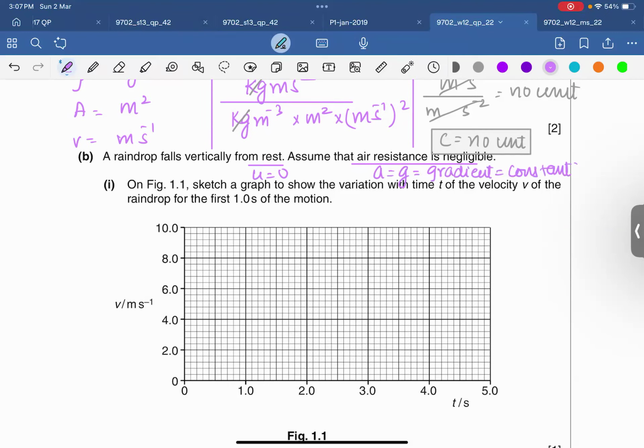Okay, fine. Now they're saying the first second. What will be the final velocity then? Can you tell me?